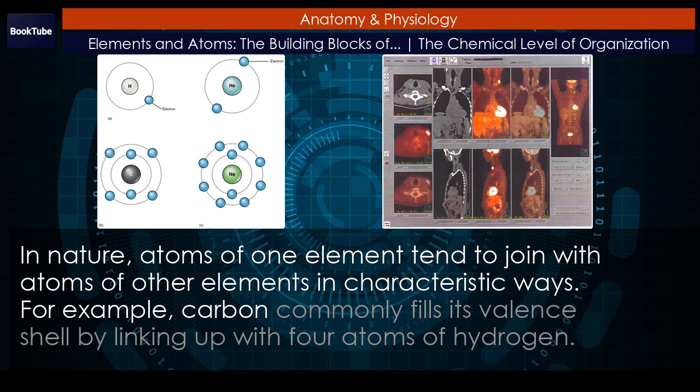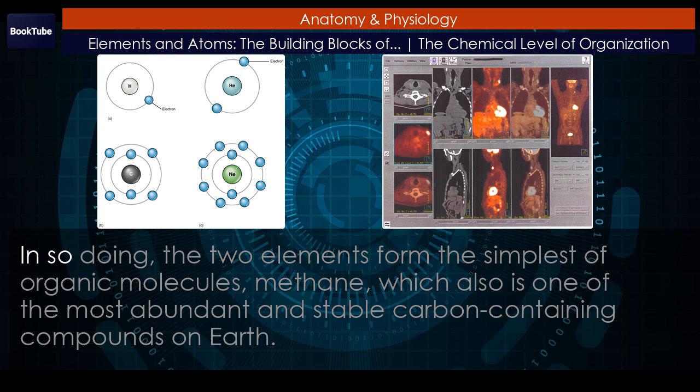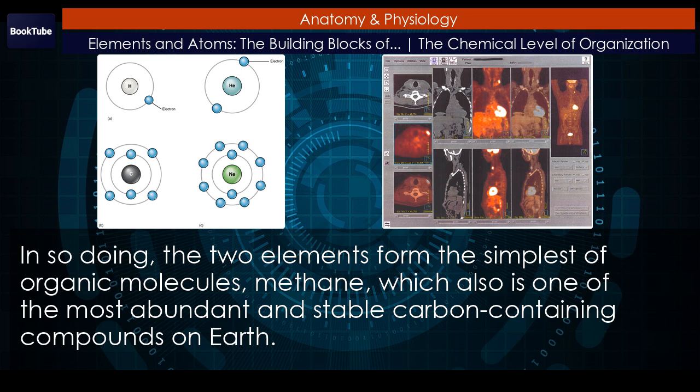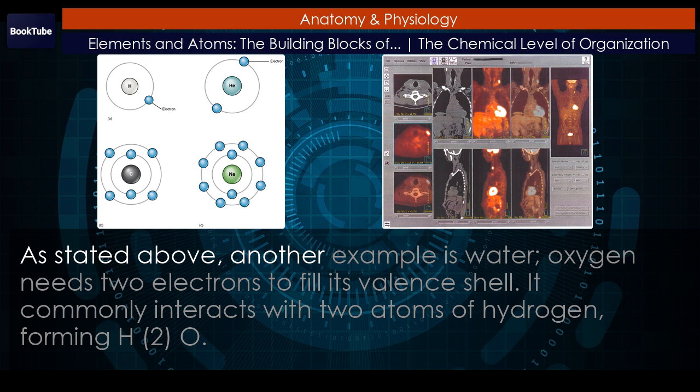For example, carbon commonly fills its valence shell by linking up with 4 atoms of hydrogen. In so doing, the 2 elements form the simplest of organic molecules, methane, which also is one of the most abundant and stable carbon-containing compounds on Earth. As stated above, another example is water. Oxygen needs 2 electrons to fill its valence shell. It commonly interacts with 2 atoms of hydrogen, forming H2O.